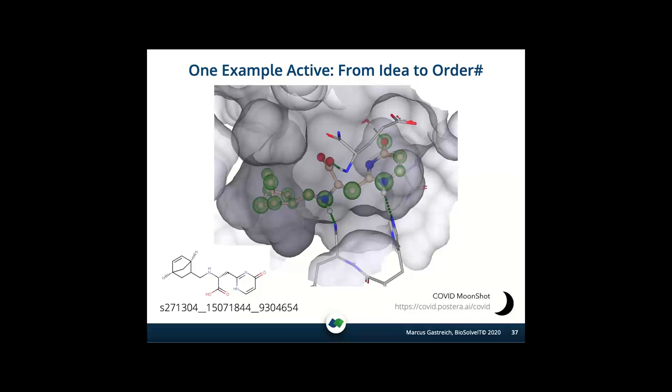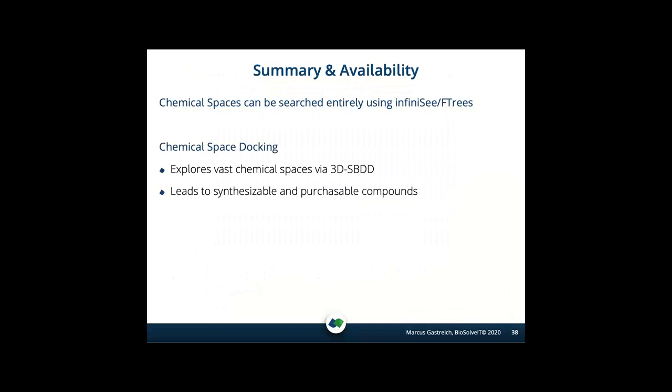So choose from billions, run this, and within a very short amount of time, you get back a proposal that proposes a binding mode and comes back with an order number. So copy and paste, send it over to Enamine, analogously with a WuXi order number, and get it delivered to your bench in a very rapid time frame. So this is remarkable. And here comes the summary and availability for the current methods.